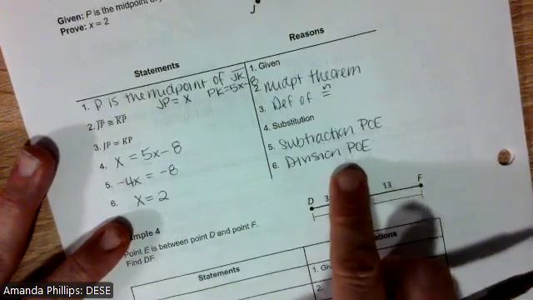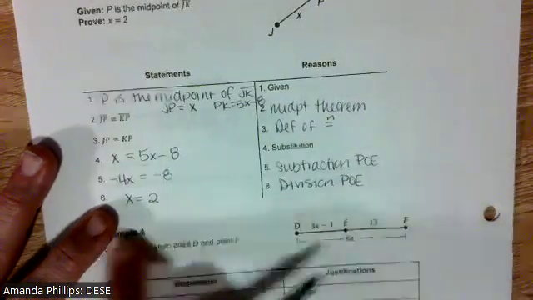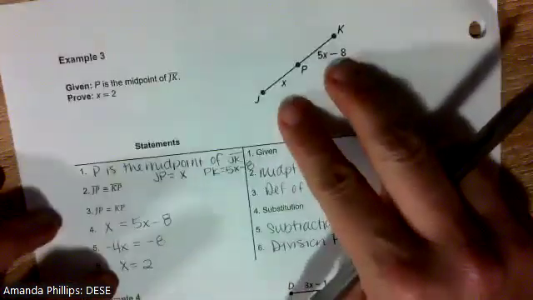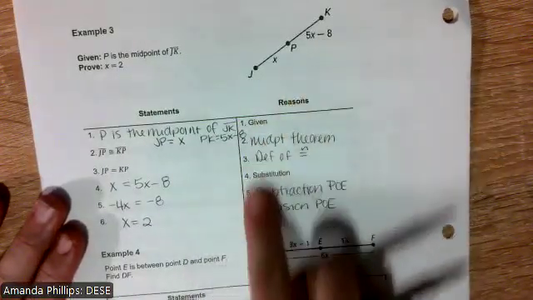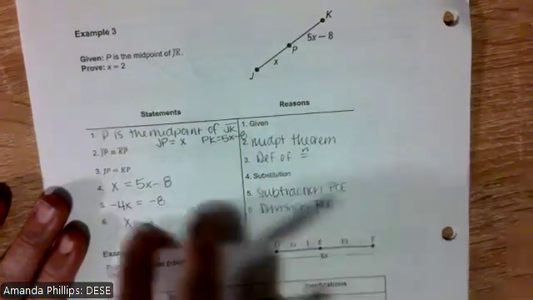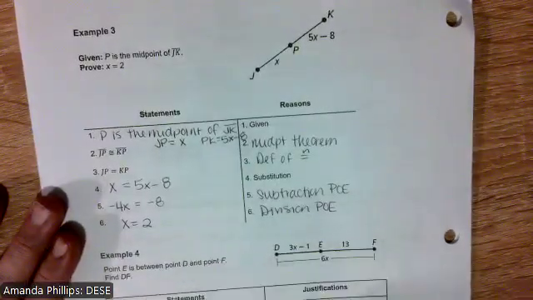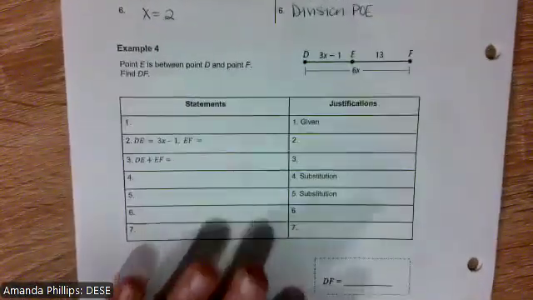Now, again, you might be thinking, Miss Phillips, I did this in Unit 1, and I didn't need all this junk. Fair enough, you didn't. But we're also using what we do know in order to practice proofs, okay? We do know how to do this stuff. All right, let's do example 4.